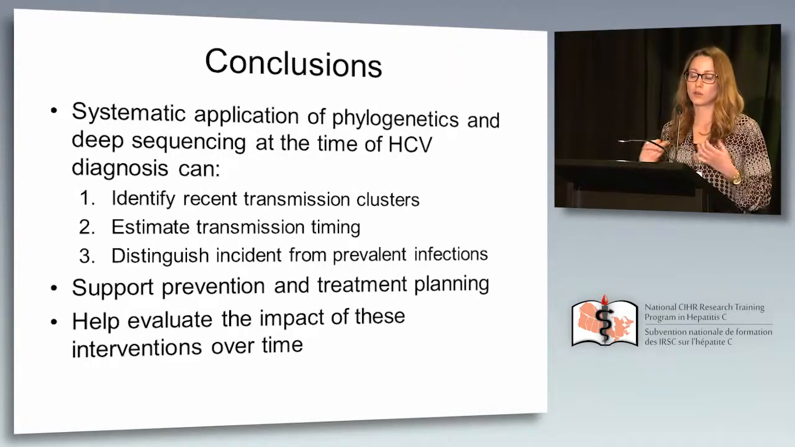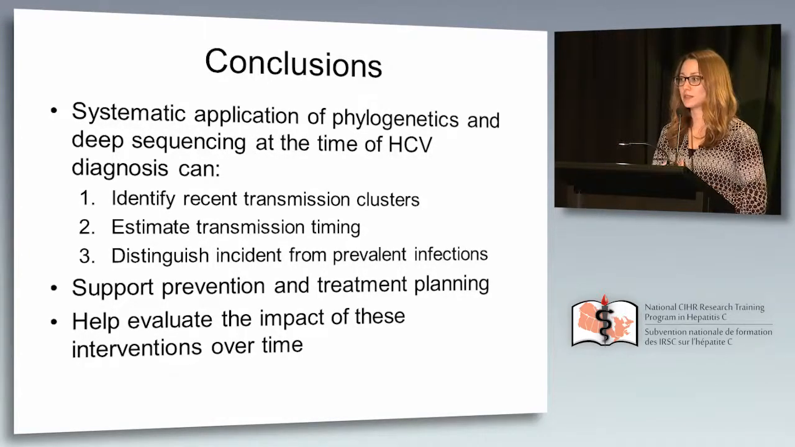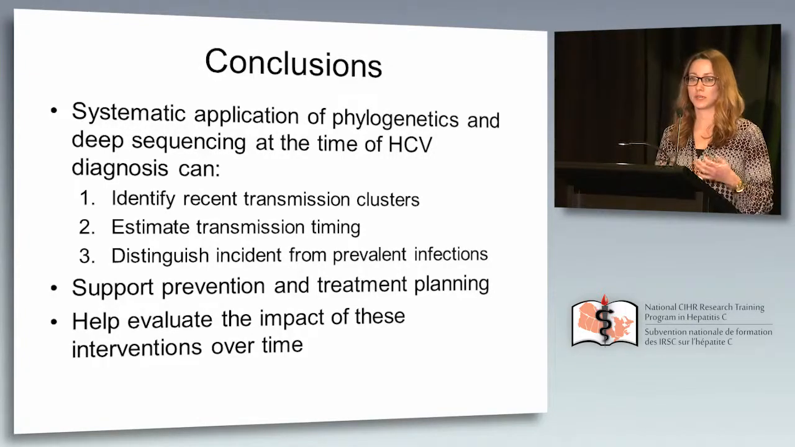So the overall goal, the big goal of this research, would be to be able to systematically apply tools such as these to individuals at the time of diagnosis to try to identify recent transmission clusters, to maybe estimate the timing of those clusters, and to distinguish incident infections from prevalent infections. And this would be important for helping to support the implementation and design of prevention and treatment programs, and also help evaluate how effective these programs are if we can continually do this over time.